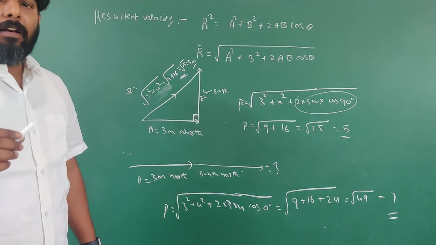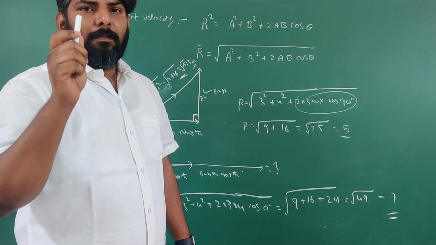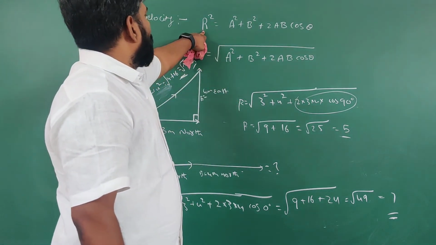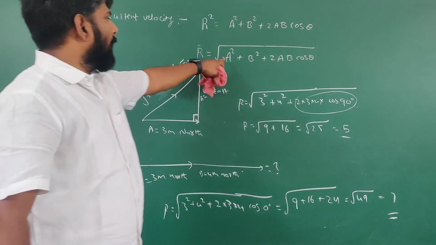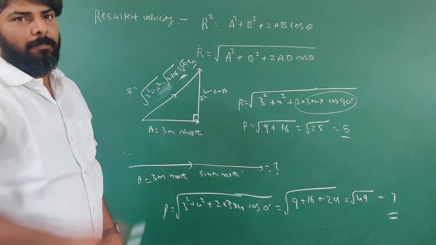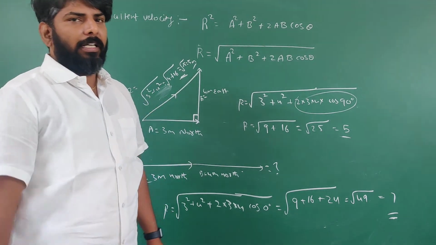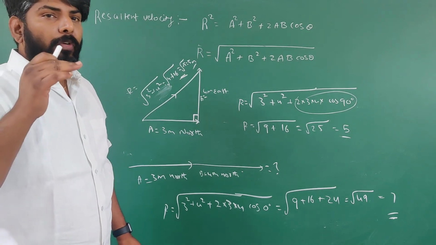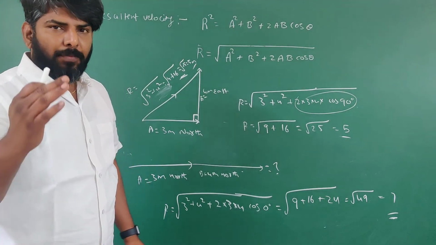So while adding the vectors for finding the resultant magnitude, got it? For finding the resultant magnitude, you need to substitute in the formula r square equal to a square plus b square plus 2ab cos theta, or r equal to root of a square plus b square plus 2ab cos theta. That gives the resultant's magnitude. For finding direction, one more formula is there. That also I am going to explain right now. Got it? Now the question is, how did we derive this equation, right? So please observe carefully.